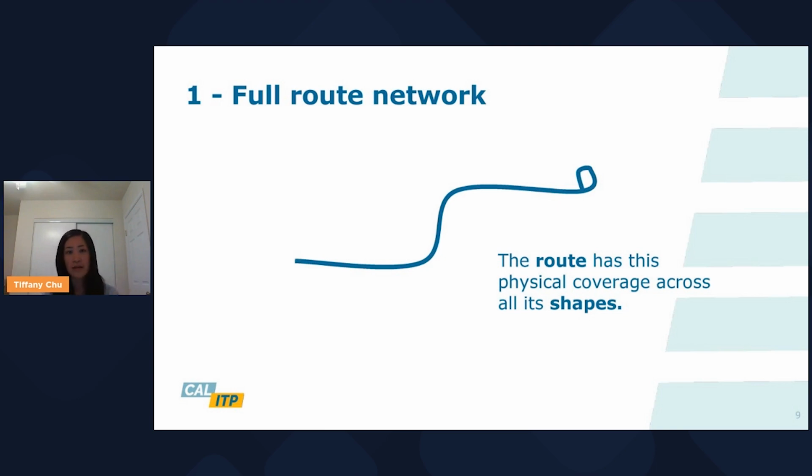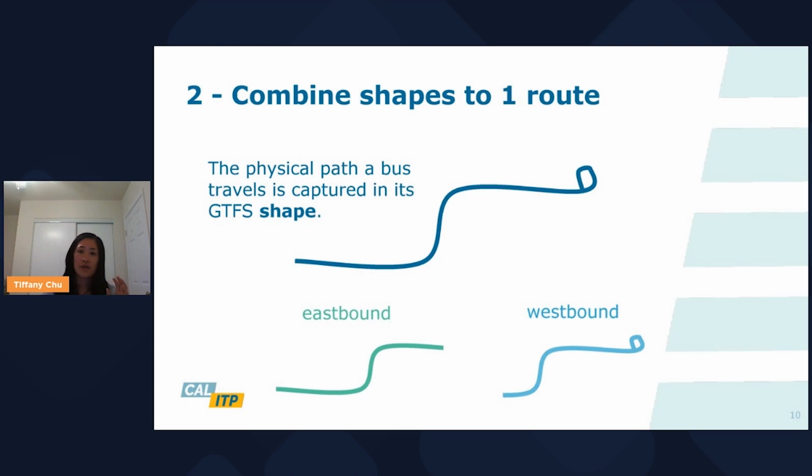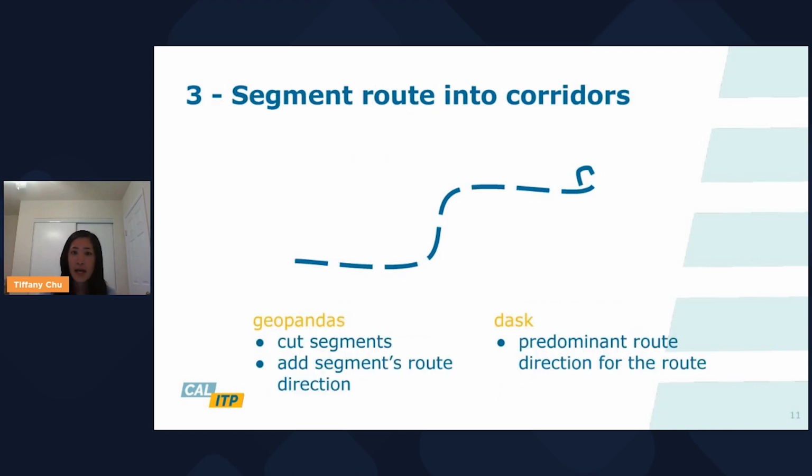Our starting point here is the physical coverage of just one bus route. We start with this idea, and when we look at a bus route, we can understand that it travels eastbound, it travels westbound, and in GTFS, this would be captured in 2 rows with 2 different shapes. But if we bring them together, we get this top navy line. And we can immediately bring in GeoPandas and Shapely to help cut this line into segments and figure out, does this segment run east-west or north-south?